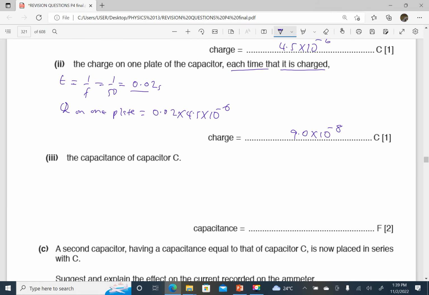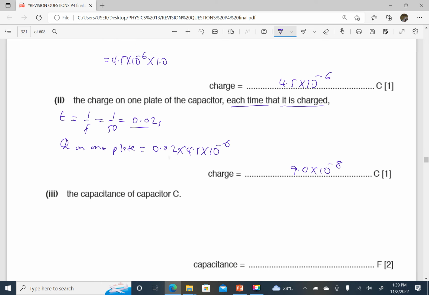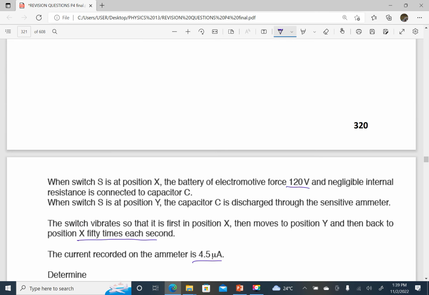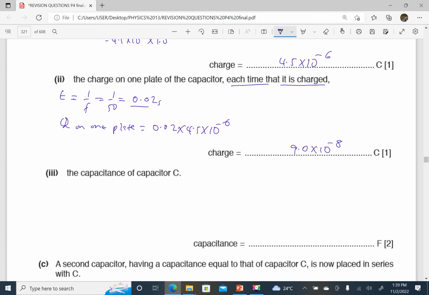Then determine the capacitance of capacitor C. We have now to determine the capacitance. We have found the charge. The PD, when it is fully charged, is going to be 120. Now we can find the capacitance. So the capacitance C is going to be charge over V, which is 9.0 times 10 power negative 8 divided by V, which is 120. From my calculator, this gives me 7.5 times 10 power negative 10 farads.